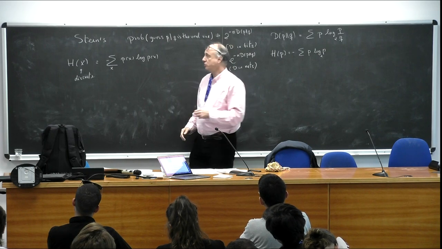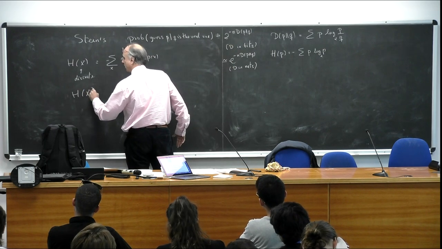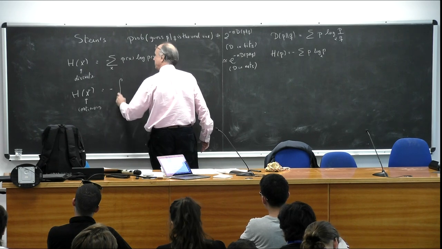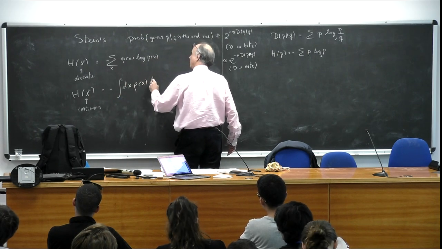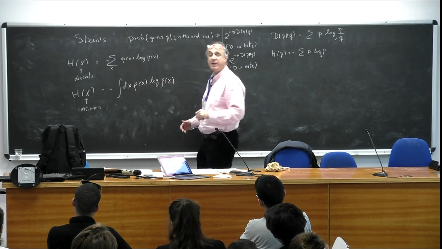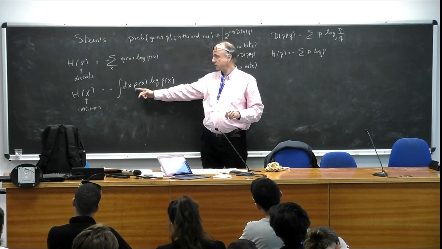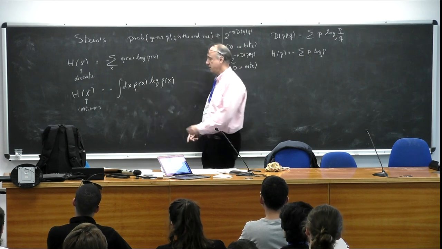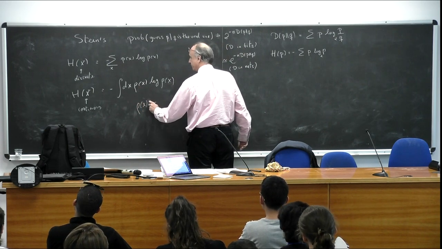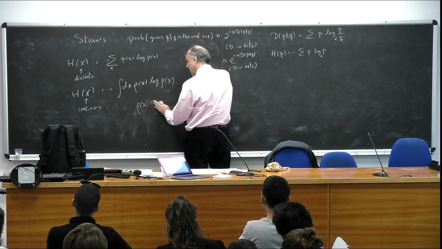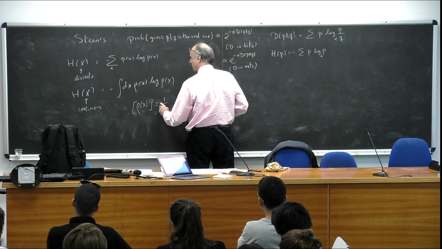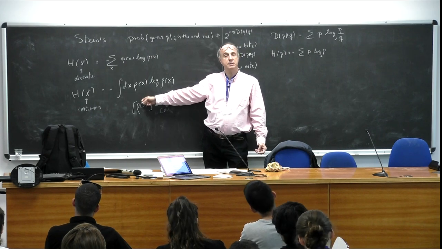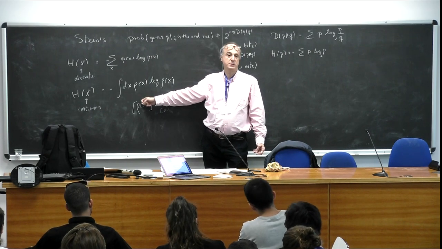When you have a continuous variable, you have to replace the sum by an integral, and the p's are no longer probabilities, they are densities. This is a density, and the density has units. For instance, if x is the energy of a particle, the probability density has units of energy to the minus one. And if x is a position, it's position to the minus one.